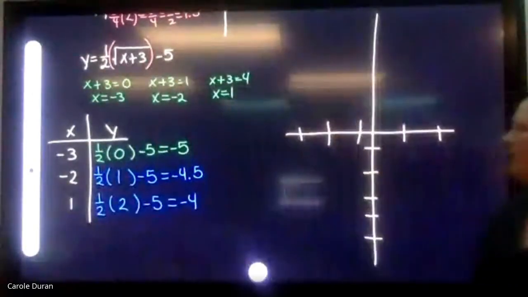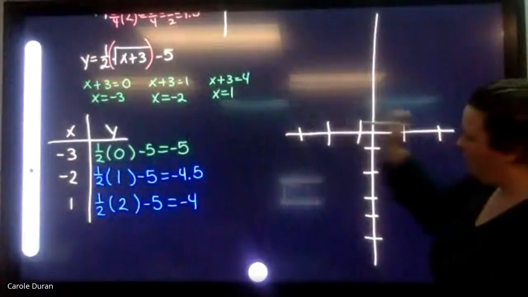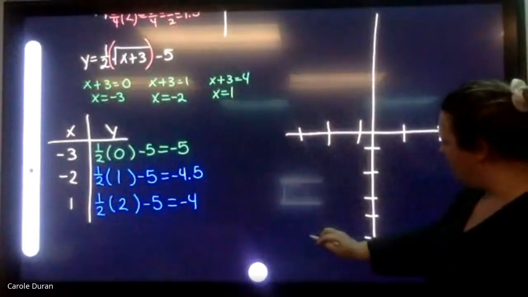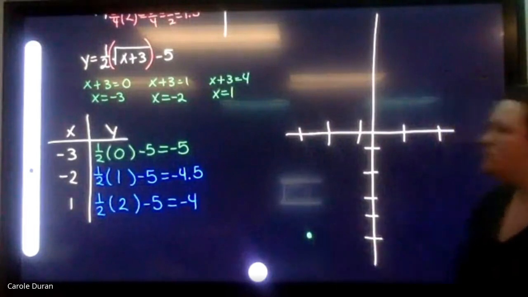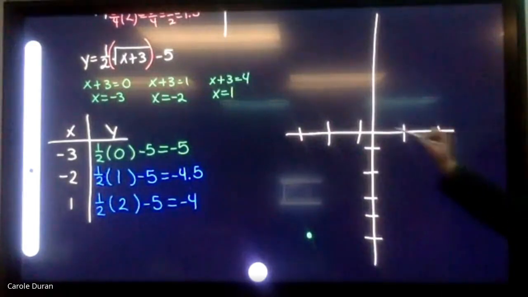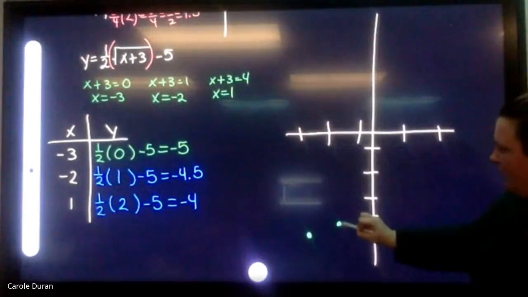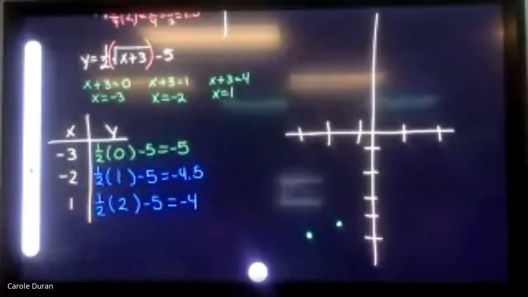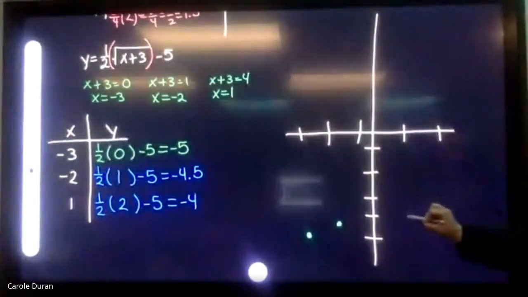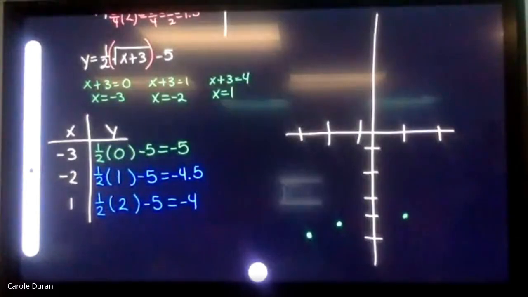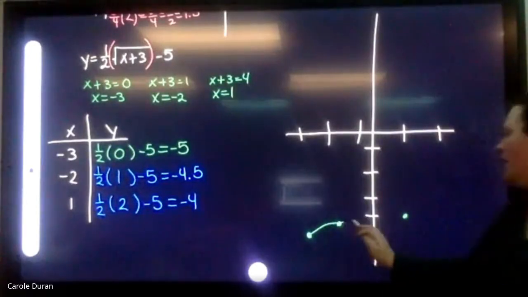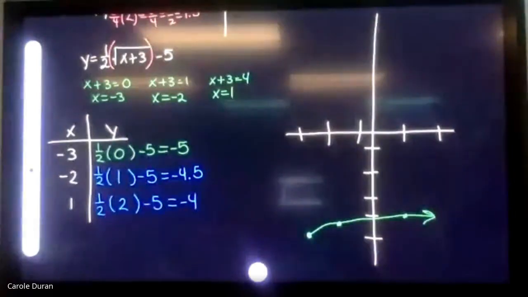Starting with negative 3, negative 5, go across to negative 3, go down to negative 5 and put my point. Then I had negative 2, negative 4.5, so it's halfway between negative 4 and negative 5. And then I had 1, negative 4. Once I have my 3 points, I can go ahead and draw my graph as best as possible. So it should look something like this.